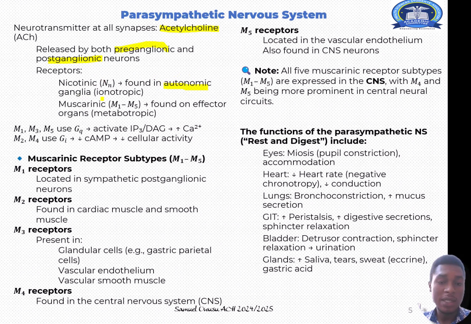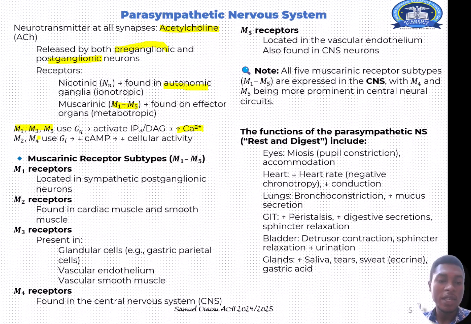The muscarinic receptors are grouped into 5 subtypes, M1 to M5, and they are metabotropic in the sense that they are G protein coupled receptors, so they require secondary messengers to transmit the information. We have various subtypes: M1, M3, and M5 use the Gq G protein receptor, and that activates the IP3 and DAG system, which tends to elevate the calcium levels.